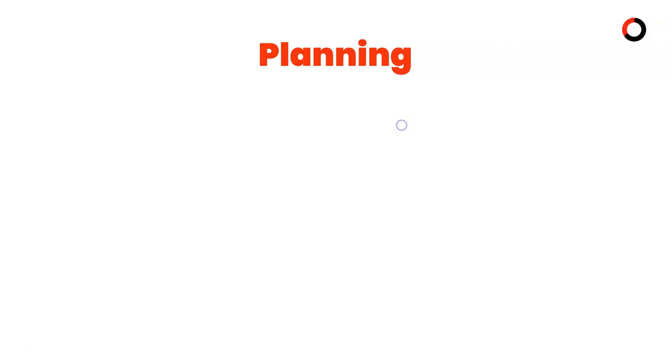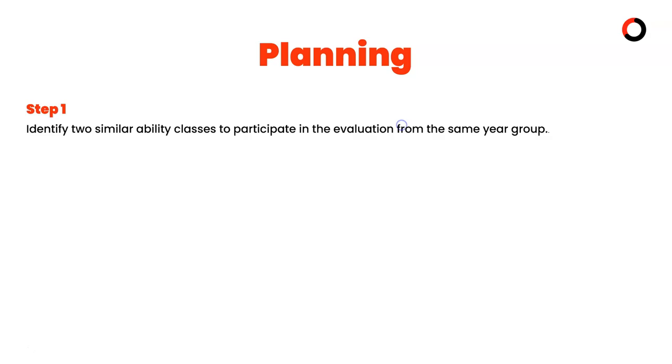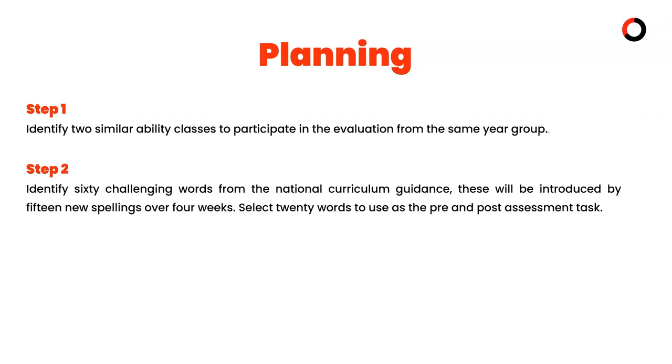So let's look at this from a step-by-step approach to planning and implementing the intervention in your school. So step 1, identify two similar ability classes to participate in the evaluation from the same year group. Step 2, identify 60 challenging words from the National Curriculum Guidance. These will be introduced as 15 new spellings over 4 weeks. Select 20 words to use as a pre- and post-assessment task. These will be the same words for both.